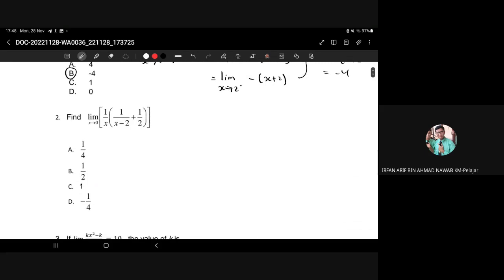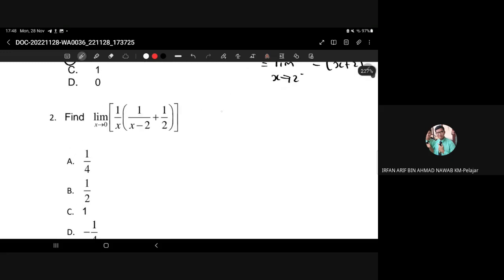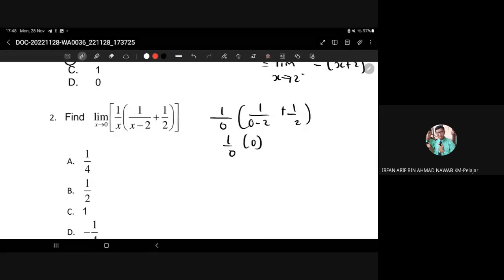So here we have, obviously, if you directly substitute into this function here, you will get 1 over 0, 1 over 0, negative 2 plus 1 over 2. In here, you will get 1 over 0 and 0. So obviously, you can't evaluate this because 1 over 0 you can't compute directly.